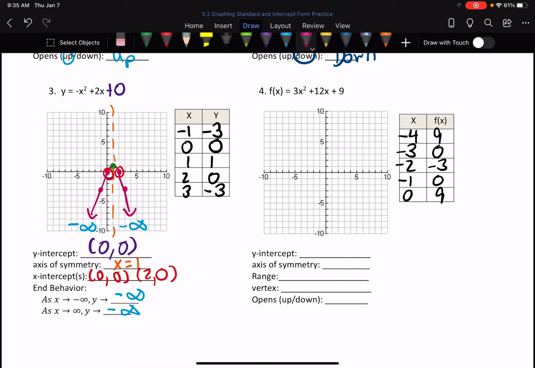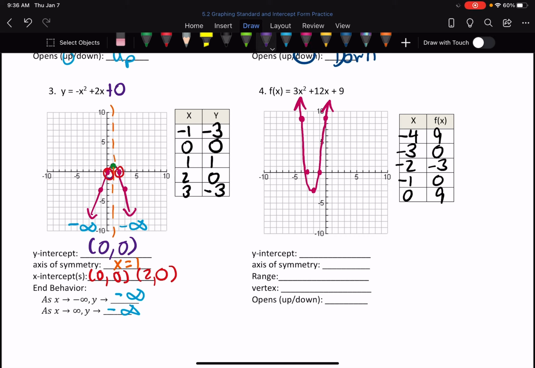So x is -4. So I'm going to go to the left 4 and then up 9. Then I've got -3, 0, so that's just left 3. I've got -2, -3, so that's left 2 and then down 3. -1, 0, so left 1. And then I'm going to stay there on that x-axis. And I've got the point 0, 9, so just up 9 points. And there's our parabola.